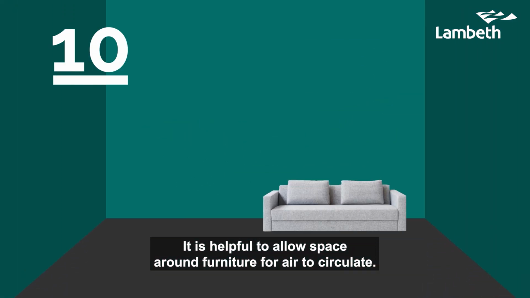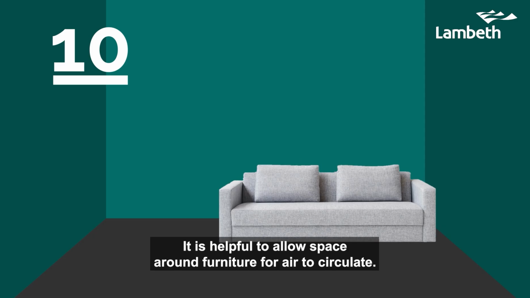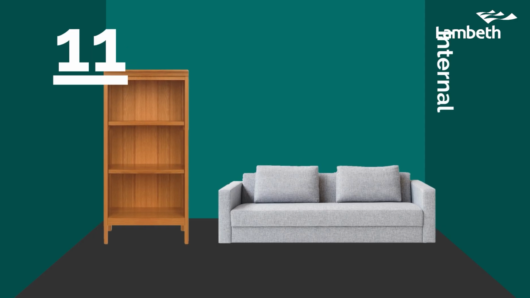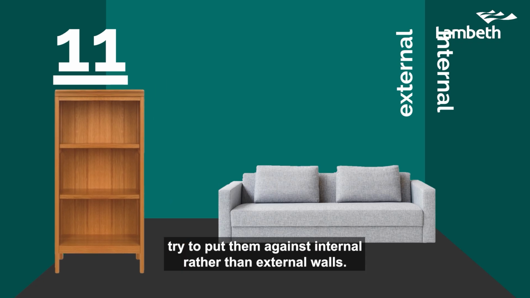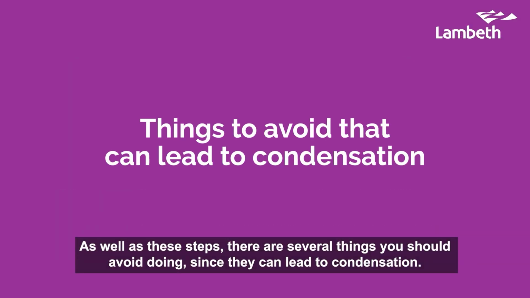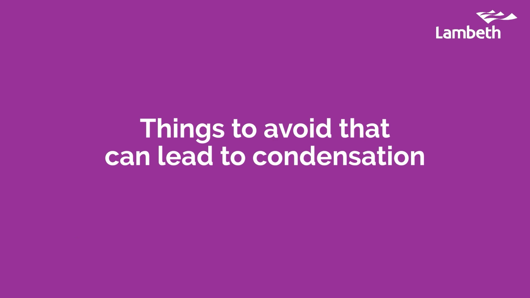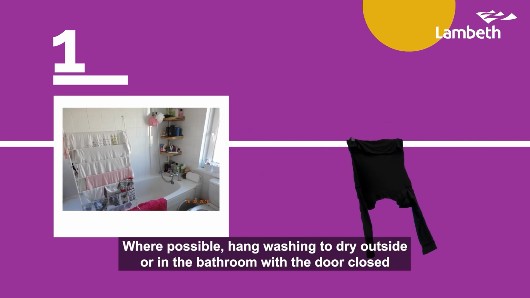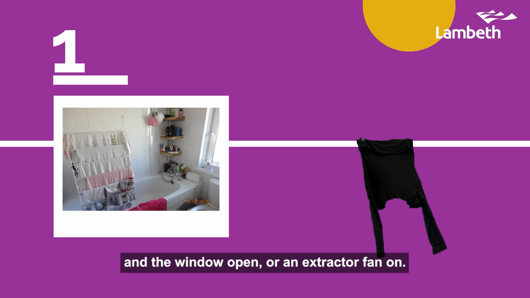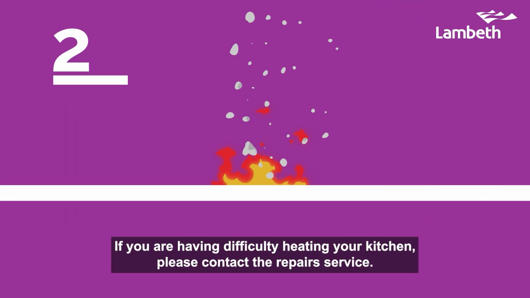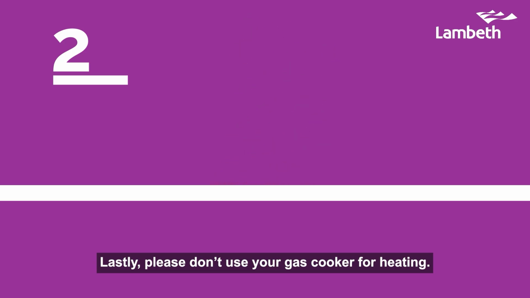It is helpful to allow space around furniture for air to circulate. If wardrobes or other large items of furniture are placed near walls, try to put them against internal rather than external walls. As well as these steps, there are several things you should avoid doing, since they can lead to condensation. Where possible, hang washing to dry outside or in the bathroom with the door closed and the window open or an extractor fan on. If you're having difficulty heating your kitchen, please contact the repairs service. Lastly, please don't use your gas cooker for heating.